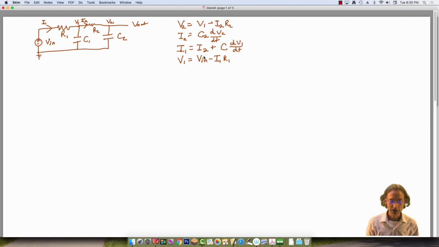Hi, we're going to talk about two capacitor circuits now. This is the circuit that we drew in class. Notice here there's two capacitors and there's two resistors. So just to get started, I've written out the basic equations that govern this.